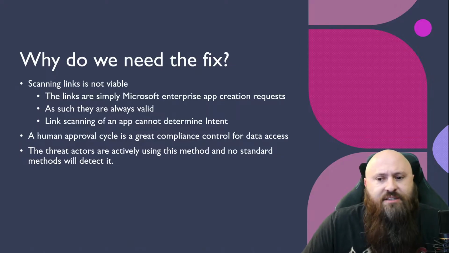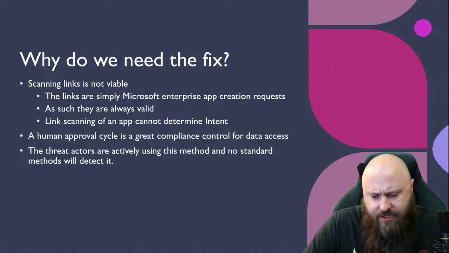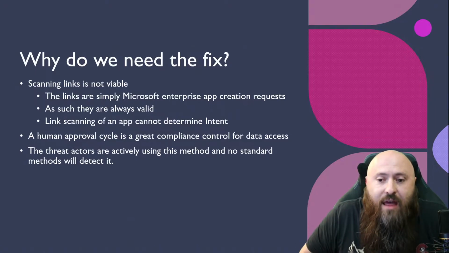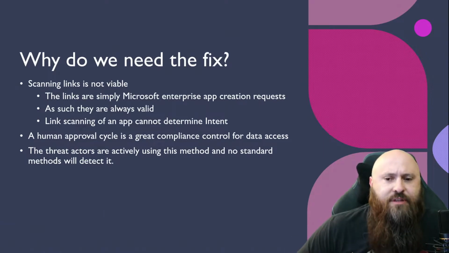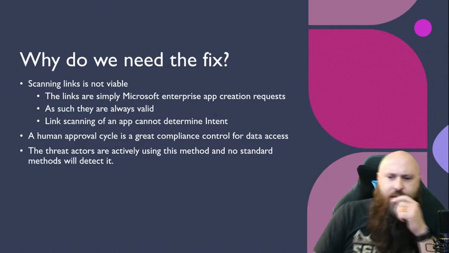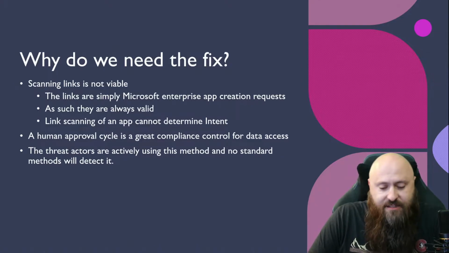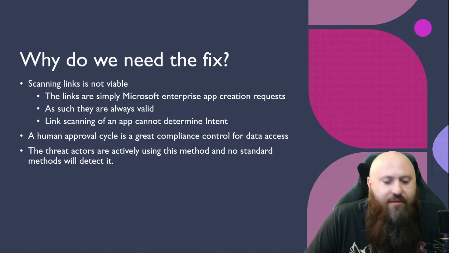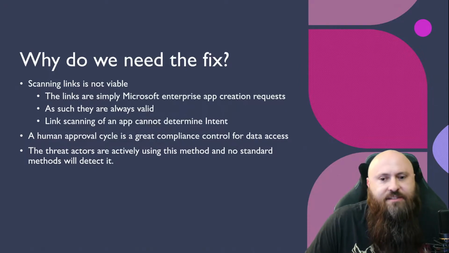And furthermore, link scanning of an application, even if it had all the permissions and all the things that were listed for that application, really cannot tell intent. They can't tell what, after I have these application permissions, I'm going to do with them. They can't determine that. So a human approval cycle is a great compliance control. It's also a great way to control data access. If we say we must review who has access to our data, it would be prudent to have an audit trail for how we allow that access. That's not simply the user gave access, right?